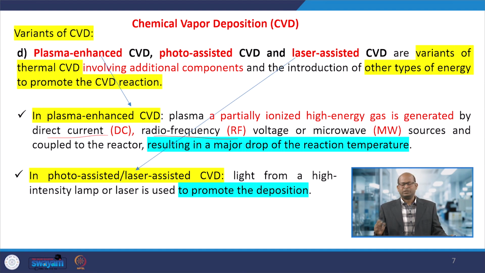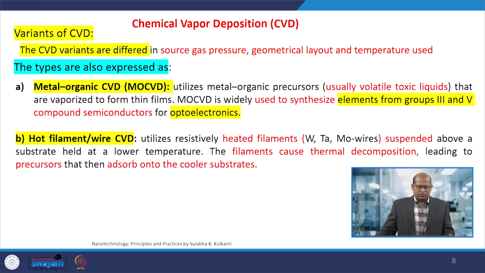In photo assisted or laser assisted processes, we can use light from high intensity lamps, or a laser, to promote the deposition when the CVD process takes place. Instead of coils or a furnace, only a source of high intensity light or a laser can be used for this process. So depending upon various sources, gas pressures, geometry and temperature, we have classified different varieties of CVD.